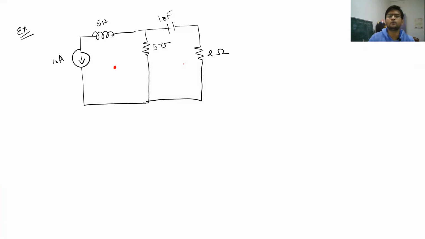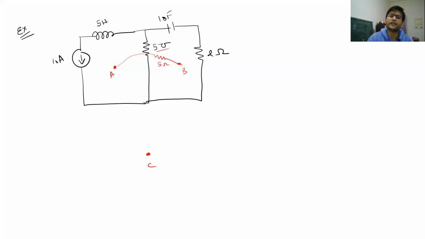So we will take two reference nodes, two nodes for these loops and one reference node. Let me call them A, B, and C. Now you see that there is a conductance of 5 mho between A and B, so it will be converted to a resistance whose value will be 5 ohm.